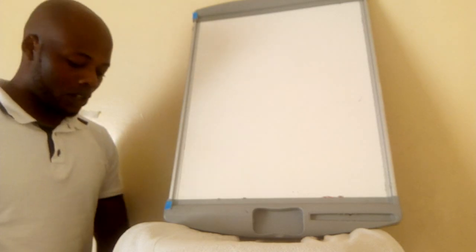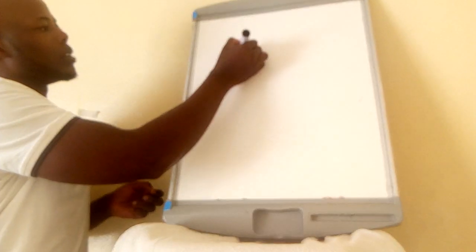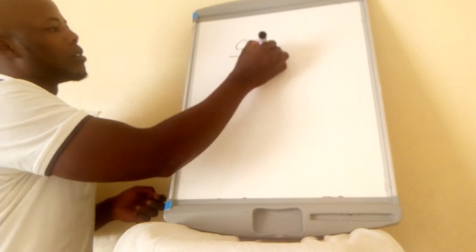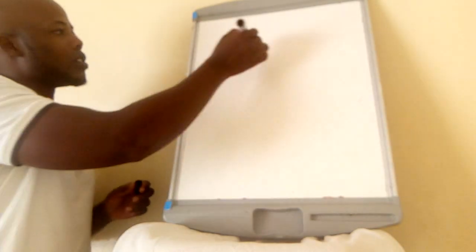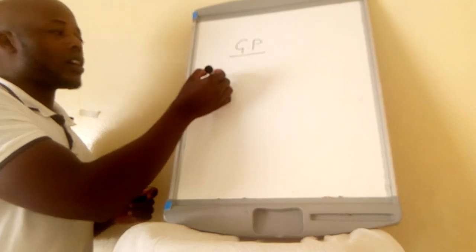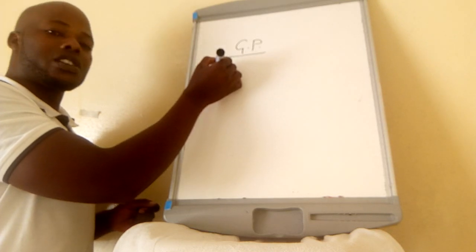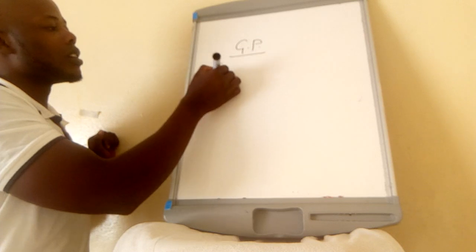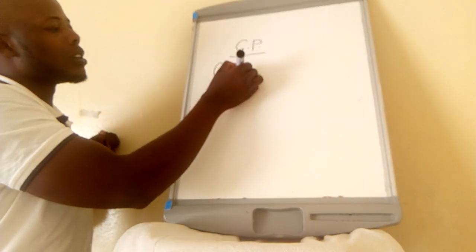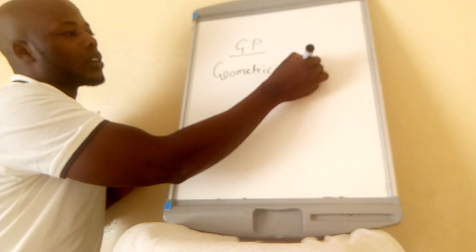Our focus for today will be on GP. So in mathematics, when you see something like this, it means they are talking about geometric progression, if it is under sequences. So this is the geometric progression.